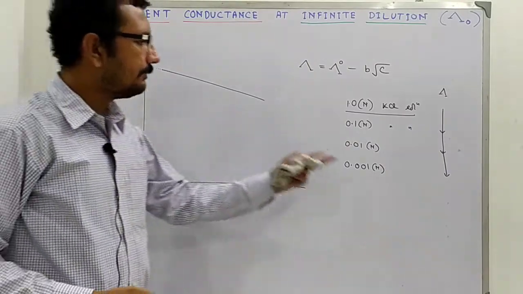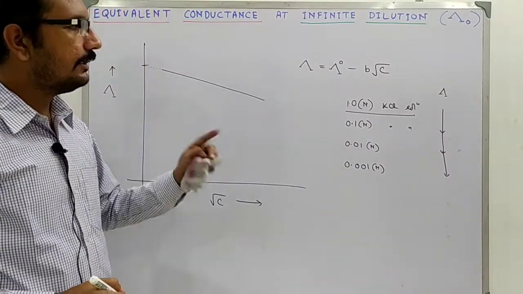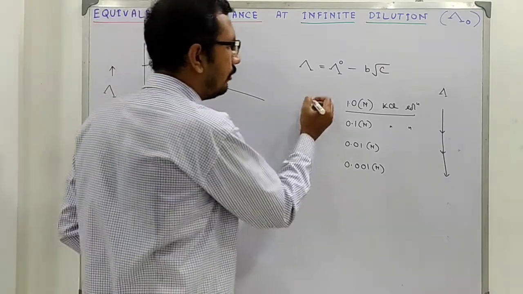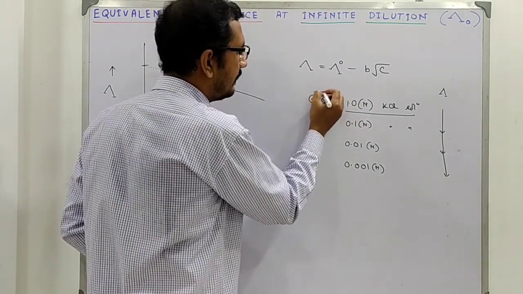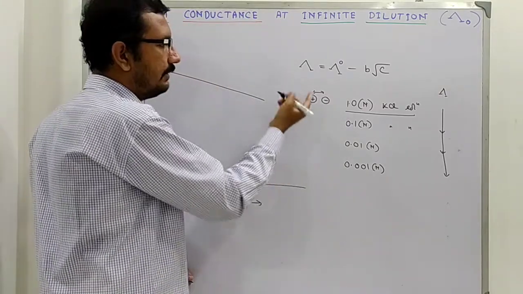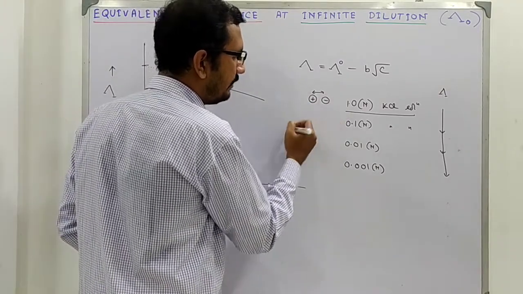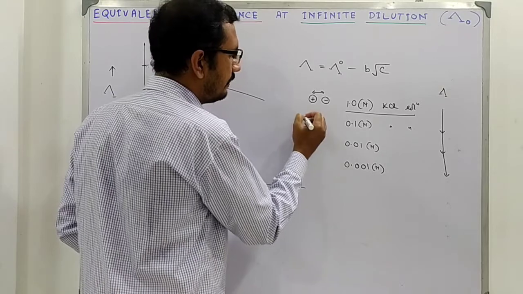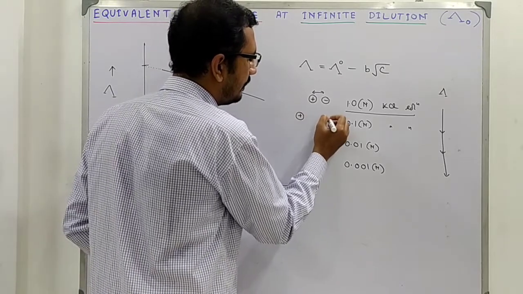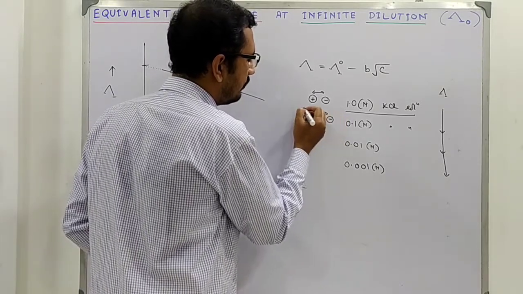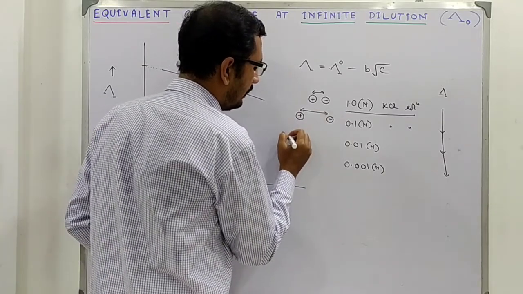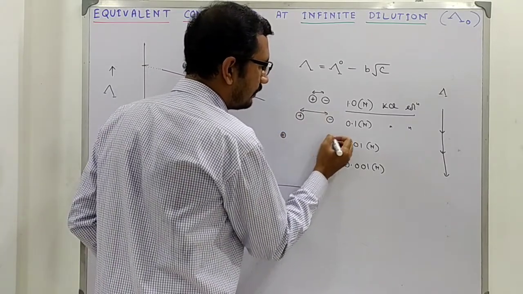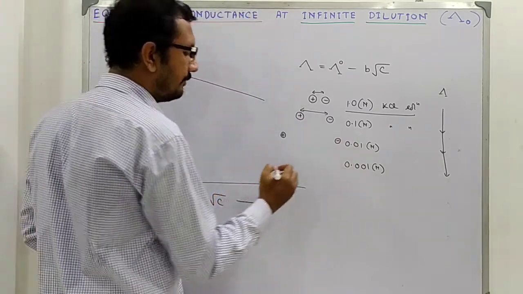So, what is the reason for this increase in the equivalent conductance? So, here the oppositely charged ions, plus minus say, are apart from each other by this distance. So, when we dilute it 10 times, the distance increases. So, they are getting separated. This figure is not to scale. So, further dilution is taking the oppositely charged ions further away from each other.